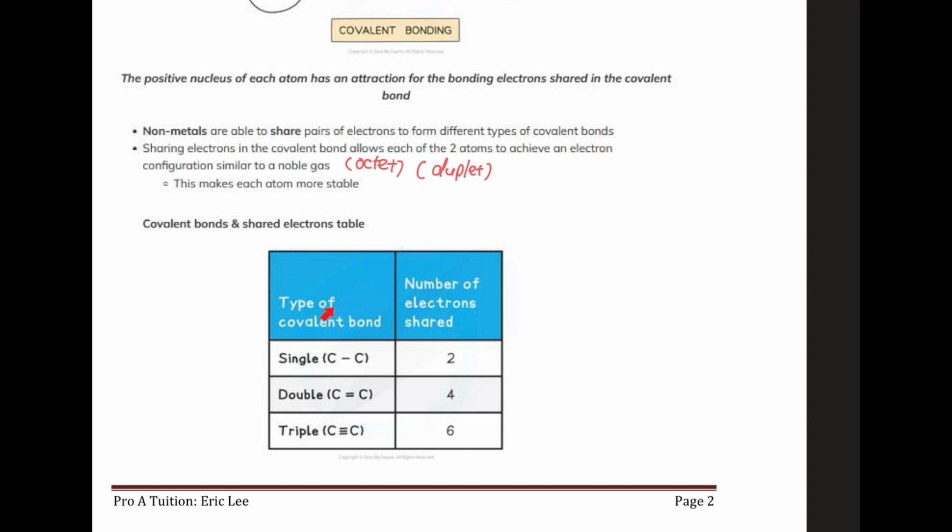Okay, and then covalent bonds, we have single covalent bond, so they share 2 electrons. Double covalent bond shares 4, and you can see 2 lines. Triple bond shares 6 electrons. Okay, let's move on.